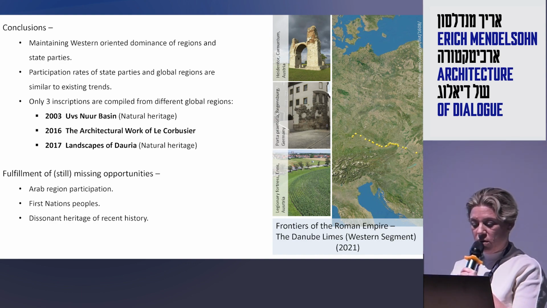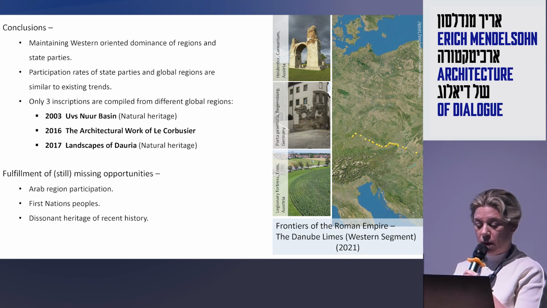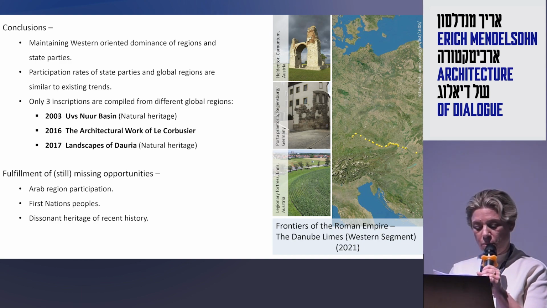Participation rates of state parties in global regions remain similar or are even amplified relative to the already observed trends on the list. Only 3 inscriptions are compiled from different global regions. The Uvs Nuur Basin and Landscapes of Dauria are both natural heritage of the neighboring Russian Federation in the European region and Mongolia in Asia. The third is the work of Le Corbusier, which includes the legacy of this prominent Western figure in Europe, Asia, and Latin America.